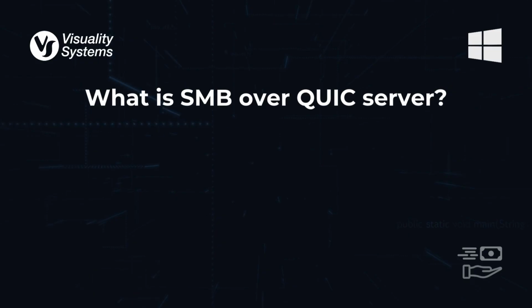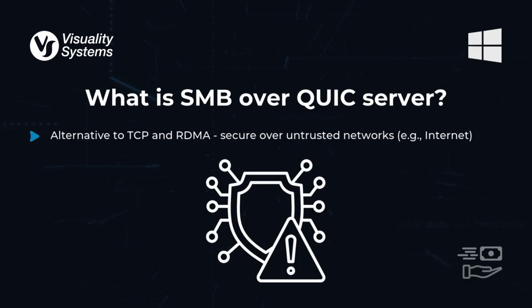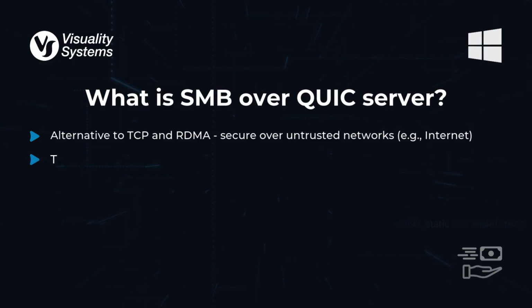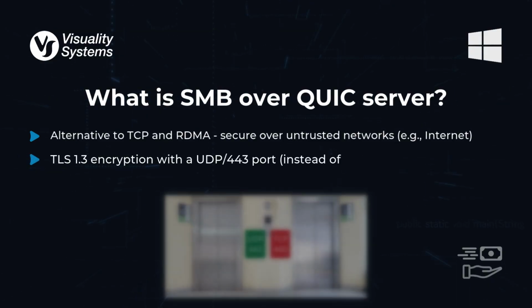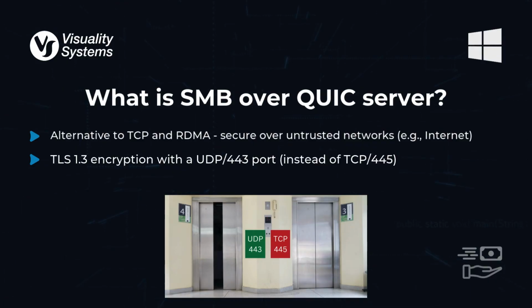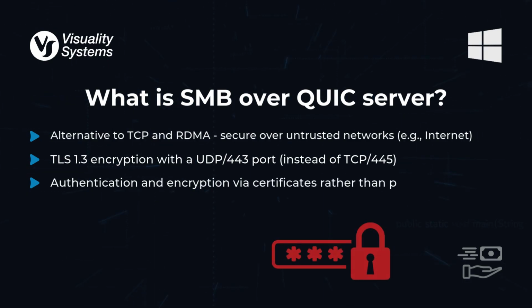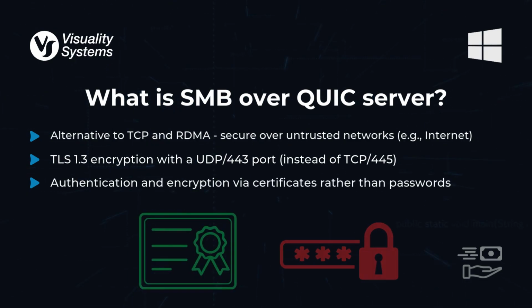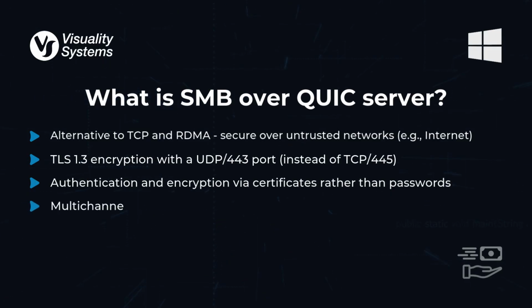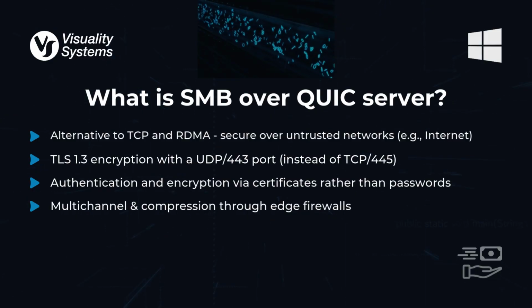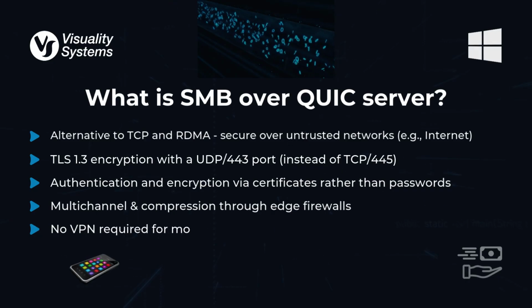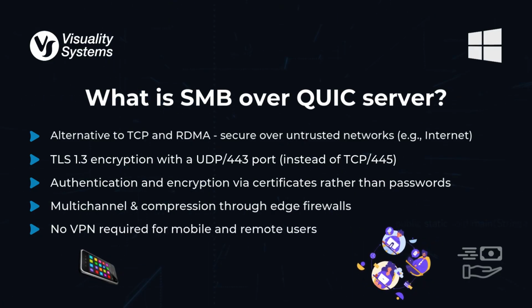SMB over QUIC is an alternative to the legacy TCP protocol and RDMA, and is designed for secure use of untrusted networks like the Internet. It uses TLS 1.3 for encryption, establishing a secure tunnel over UDP port 443 instead of TCP port 445. Unlike traditional authentication methods that rely on passwords, SMB over QUIC uses certificates to ensure security. This enables all SMB traffic, including authentication, multichannel, and compression, to pass through edge firewalls, allowing seamless access for mobile and remote users without the need for a VPN. Importantly, the user experience remains unchanged.